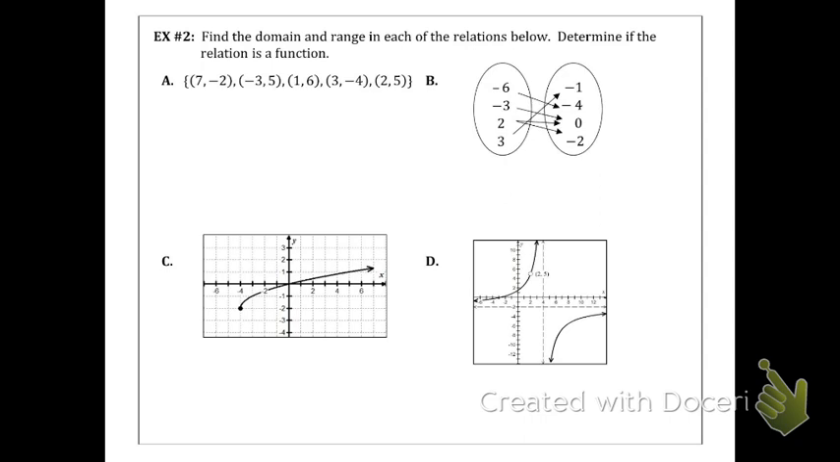Example 2 wants us to find the domain and the range of each relation below and to determine if that relation is a function. Remember, your domain is your x's. So for A, my domain would include 7, -3, 1, 3, and 2. None of those were repeated, therefore this is a function. My range is my y values, and my y values include -2, 5, 6, -4, and then 5. But I already wrote 5 down, so I don't need to write it again.